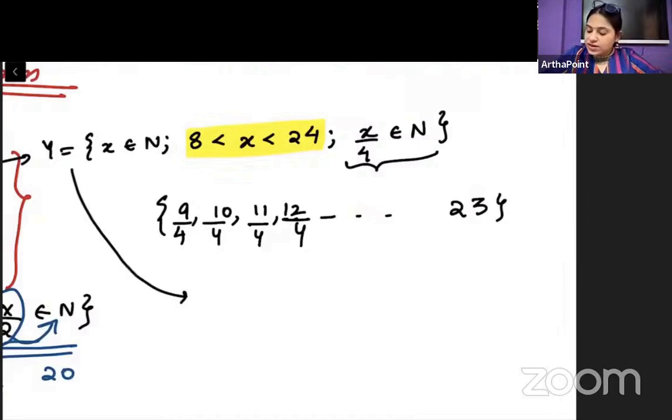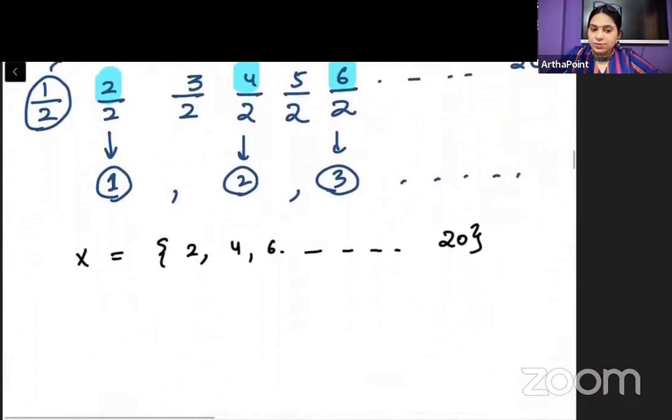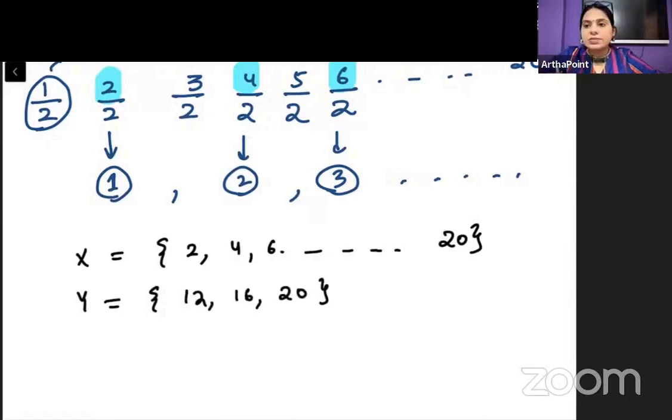So I am going to get the number 12, then 16, then 20, and that's it. So y will be 12, 16, and 20.